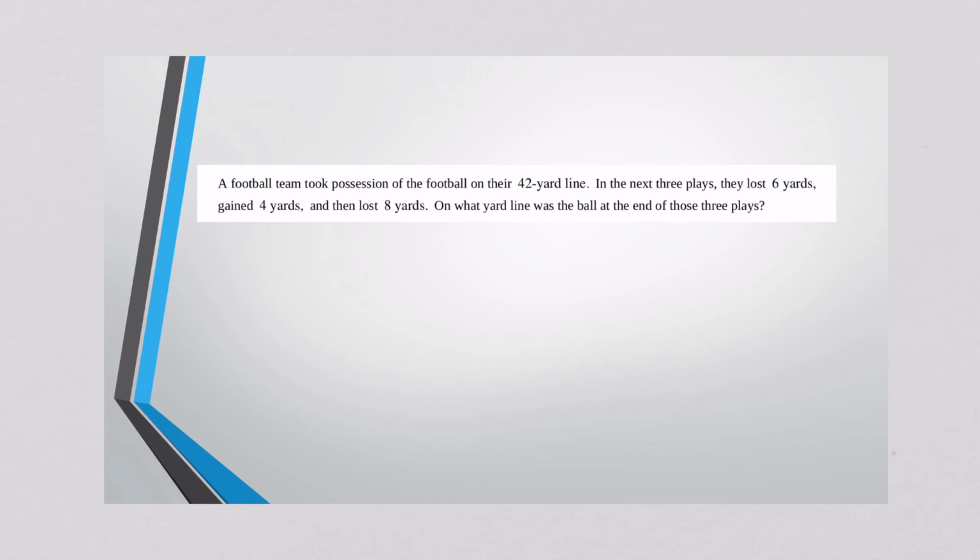Okay, a football team took possession of the football on their 42-yard line. In the next 3 plays, they lost 6 yards, so loss is going to be subtraction. So they started here, then they lost 6, they gained 4, and then they lost 8. And so now they're asking what yard line was the ball at the end of those 3 plays.